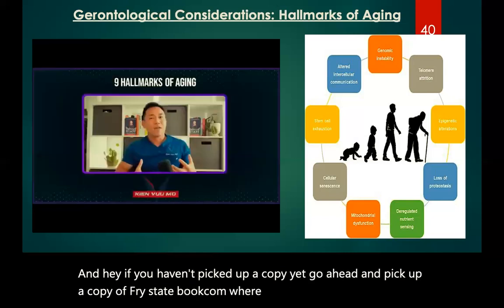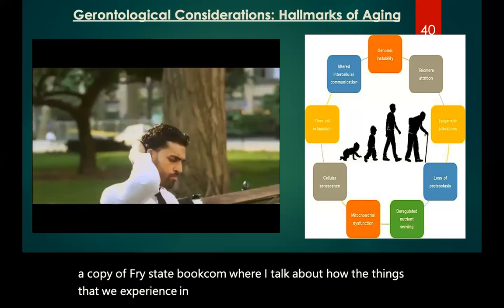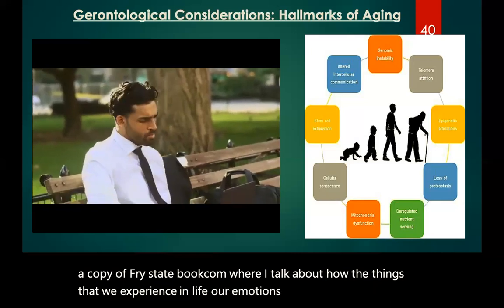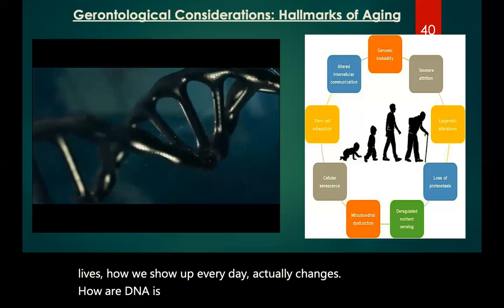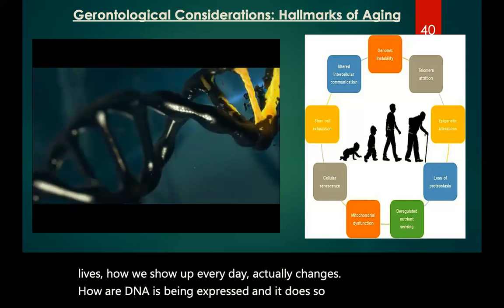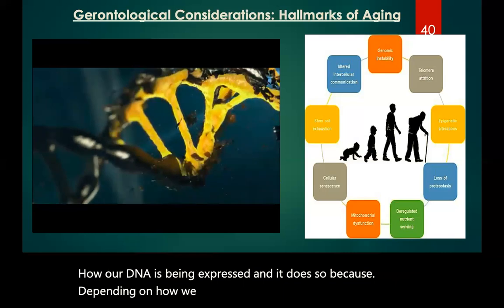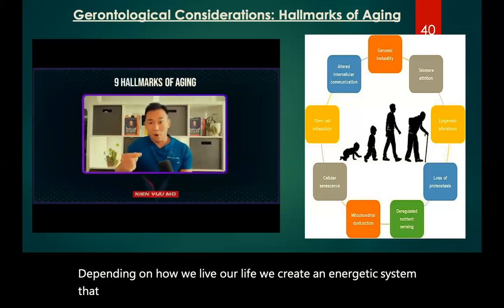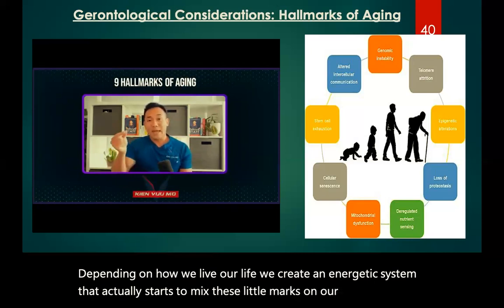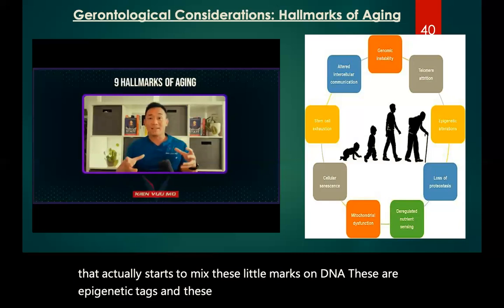What is epigenetics? Well, it's what we talk about in our book, Thrive State. I talk about how the things that we experience in life, our emotions, our thoughts, how we live our lives, how we show up every day, actually change how our DNA is being expressed. It does so because, depending on how we live our life, we create an energetic system that starts to add these little marks on our DNA. These are epigenetic tags, and these epigenetic tags actually tell us how old we become.